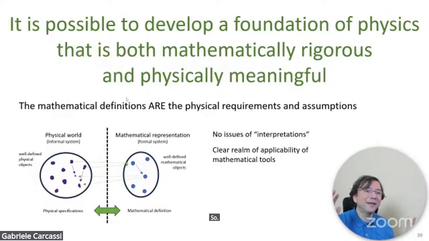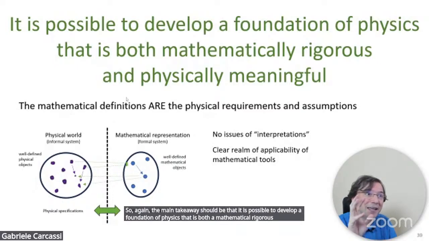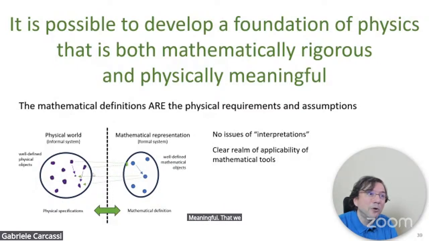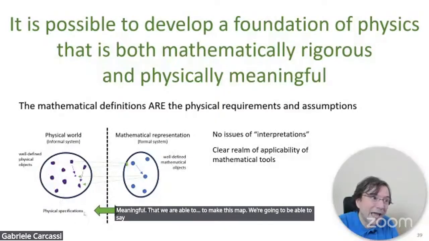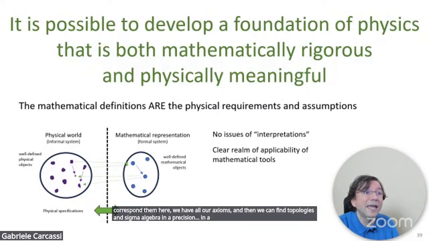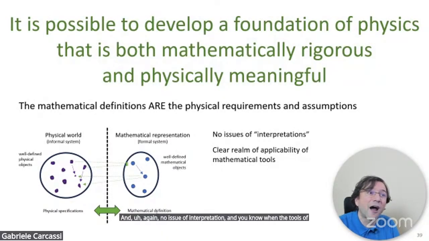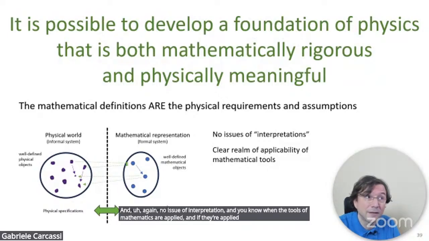So again, the main takeaway should be that it is possible to develop a foundation of physics that is both mathematically rigorous and physically meaningful. We are able to make this map. We're able to say, yes, we have statements that have tests, and then we make them correspond here. We have all our axioms, and then we can find topologies and sigma algebras in a precise way. And again, there is no issue of interpretation, and you know when the tools of mathematics are applied and whether they're applied correctly.